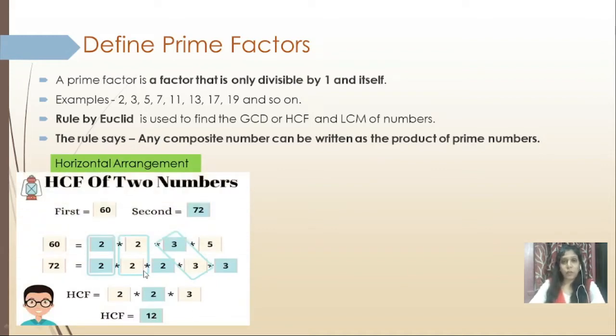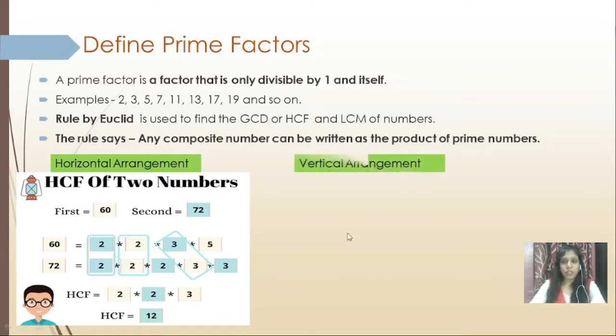They have given two numbers, 60 and 72. They have solved it in a horizontal manner, taking what is common in both the numbers, correct? We only take the common factors. So 2 into 2 into 3, which is 12. So 12 is the HCF, the highest common factor of 60 and 72.